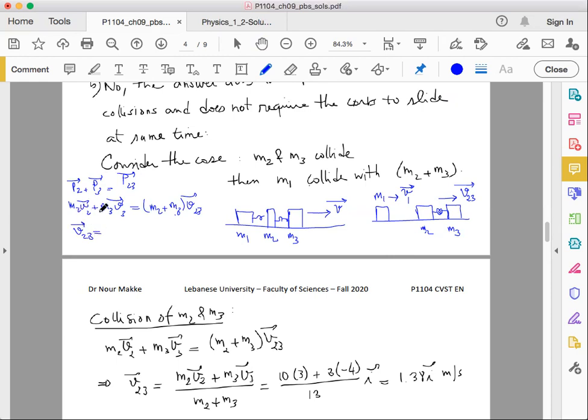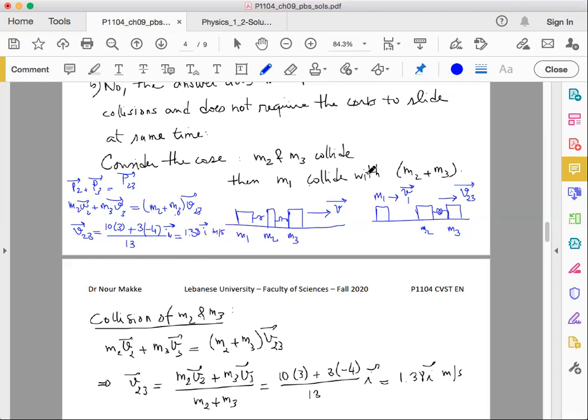So we end up with M2 equal to 10 times V2 equal to 3, and this is along the X direction, plus M3 equal to 3 times V3 equal to minus 4 projected along the X-axis, divided by M2 plus M3, which is 10 plus 3, so 13. If you make the numerical application, you end up with 1.38 meters per second along the X direction.